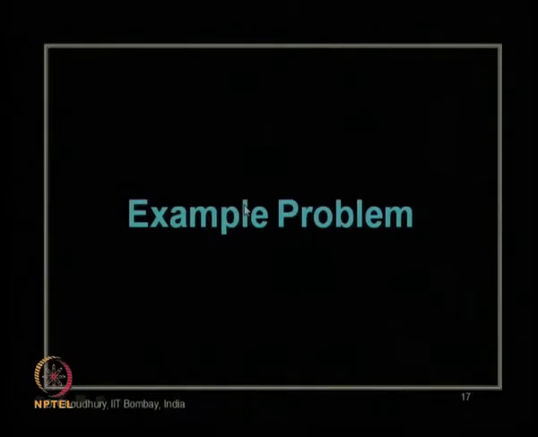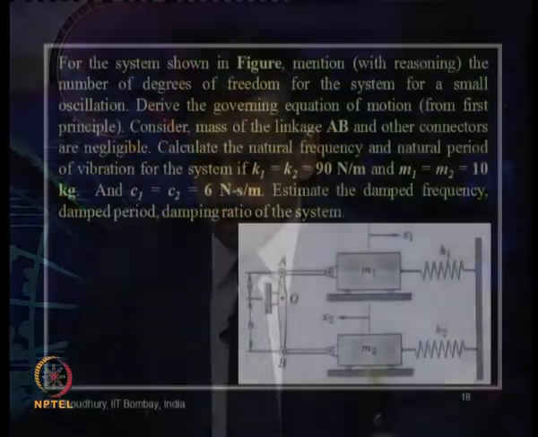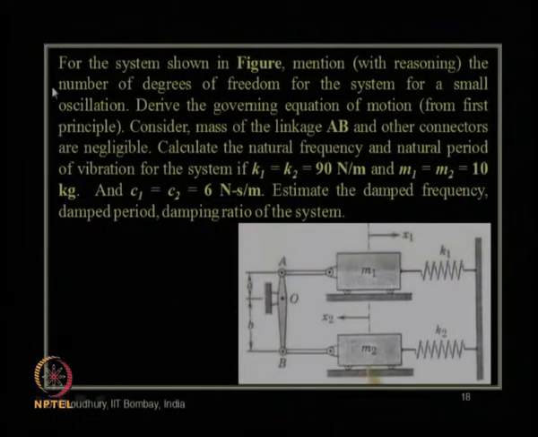So, we can now do a simple example problem on this topic of basics of vibration. Let us look at the problem over here. The problem statement is, for the system shown in this figure, mention with reasoning the number of degrees of freedom for the system for a small oscillation. So, for a small vibration, what is the degrees of freedom for this entire system? Derive the governing equation of motion from first principles for this system.